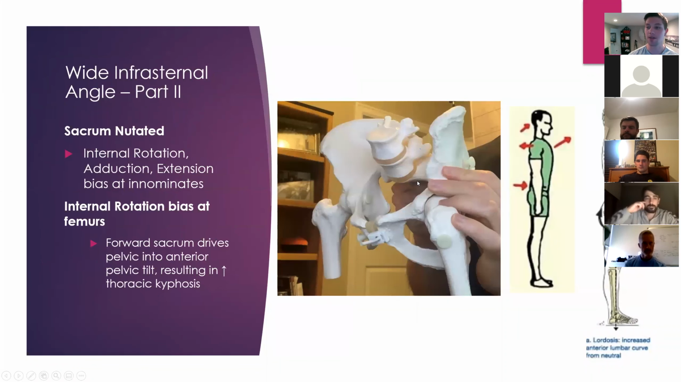Their sacrum is going to be nutated, which causes, if you remember the pelvis and femoral mechanics, an internal rotation bias within the femurs. And then that's going to feed down the chain. These people often have that military kind of posture like you see on the right here. Because of this forward orientation of the sacrum, could you guys see that as that comes forward? You're going to have to counterbalance yourself out somehow. So if this is going forward, you're going to have to swing back up top in order to fight gravity and manage it and stay upright. So you'll often see an increase in thoracic kyphosis with these individuals.